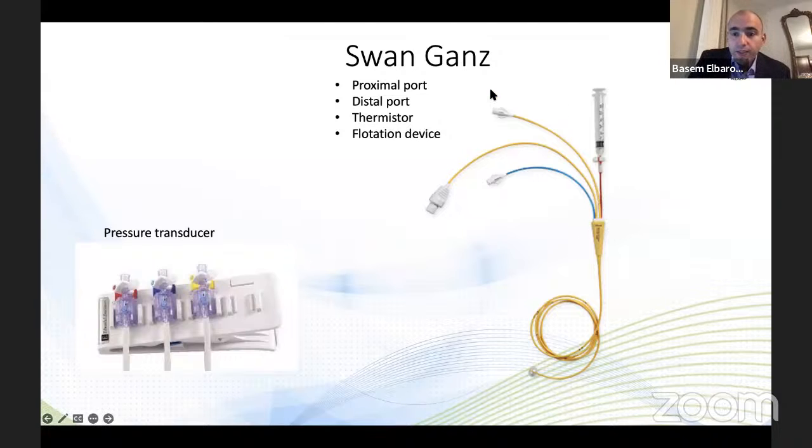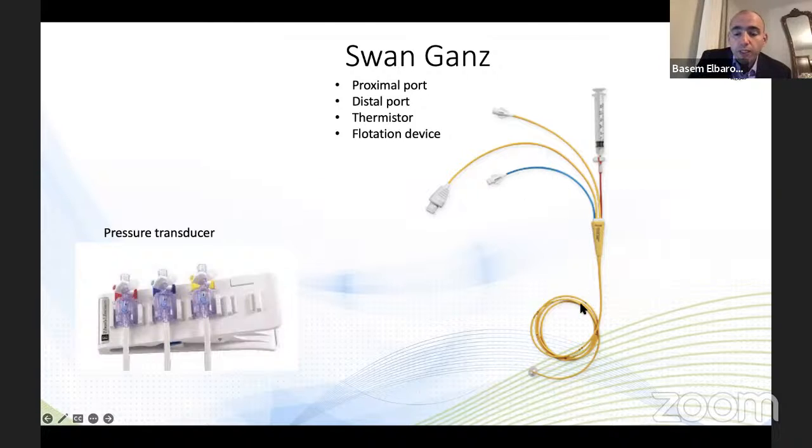There is also a distal port, the one in yellow, that hooks up to the distal end hole of the Swan-Ganz catheter, so that you can measure pressures and obtain blood samples from there. The blue port is a proximal port.